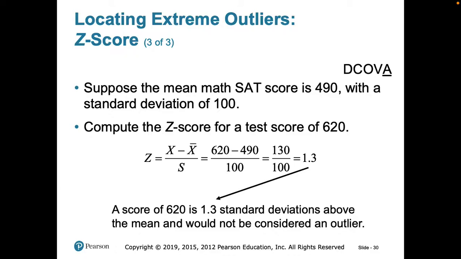Okay, so let's take a look at this example. Imagine that the mean for an SAT in math is 490, and the standard deviation is 100. To compute the z-score in this case, for a test score of 620, you take 620 minus the mean, which is 490, and then you divide that by the standard deviation, which is 100, and then you get 1.3. So if you score 620 on an SAT, you know you're 1.3 standard deviations above the mean, and it's not considered an outlier. To be an outlier, you have to have a z-score of 3 or more above.